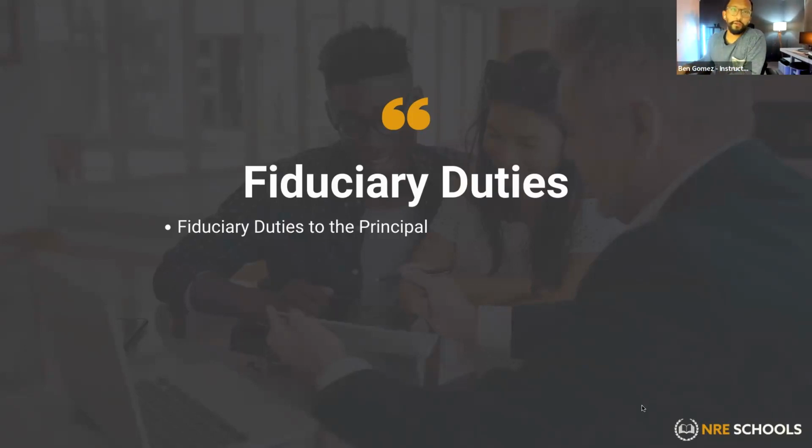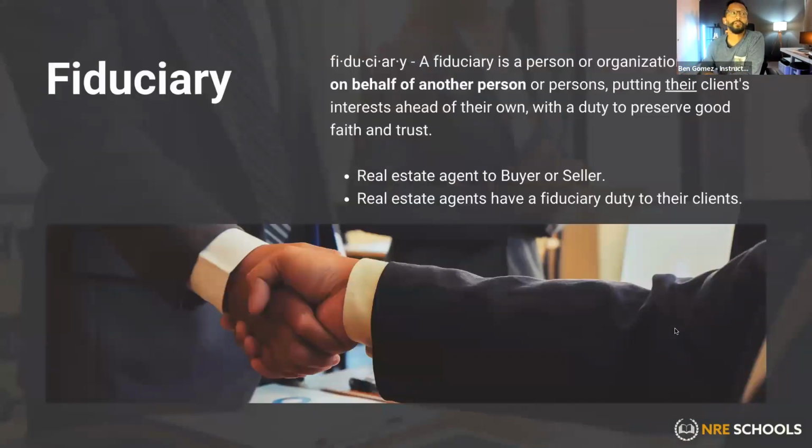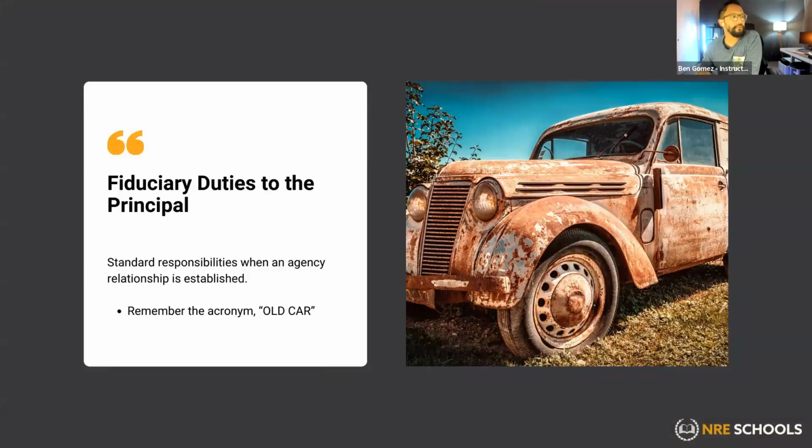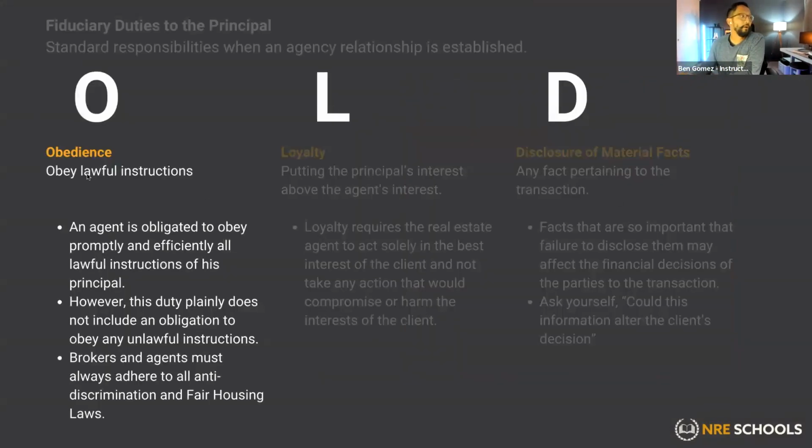We are representing others, and we have certain duties that we owe principals, that we owe others. A fiduciary is a person or an organization that acts on behalf of another person, putting their client's interests ahead of their own. Real estate agents have a fiduciary duty to their clients, whether a buyer or a seller. So when we're representing buyers and sellers, we have certain rights and duties to others. We have to remember the acronym OLDCAR, and these are the responsibilities that we owe to our clients. Number one, obedience.